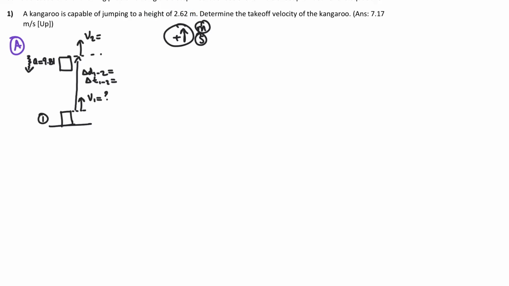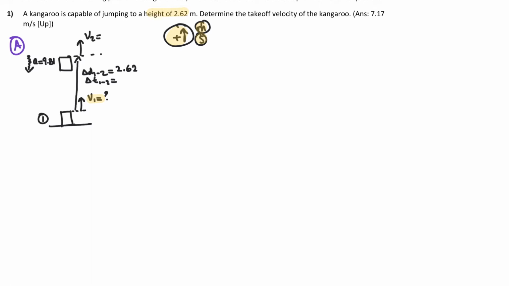What other information do I have? I know that the height is 2.62 meters, so that would mean the displacement of the kangaroo is 2.62 meters. And again, I do like to highlight my conventions there. Good. And is there any other information that I have? We know that the kangaroo is capable of going this height, and we want the takeoff velocity, so we want that initial velocity there. And that's it. That's all we know.